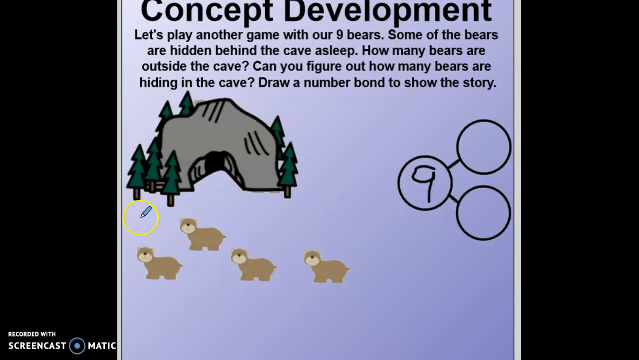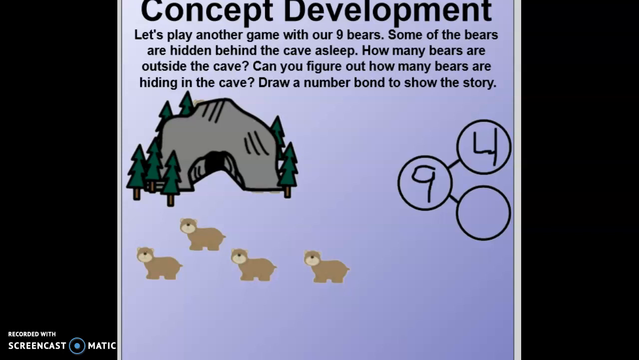And then we can see this part right here. So let's count. 1, 2, 3, 4. So 4 is one of our parts. Now, here's where things get tricky. We do have to do a little bit of subtraction to figure out how many bears are in that cave asleep. So I'd like you to put up 9 fingers, and then we're going to put down 4. So 1, 2, 3, 4. I don't know about you, but I have 1, 2, 3, 4, 5 fingers left up.